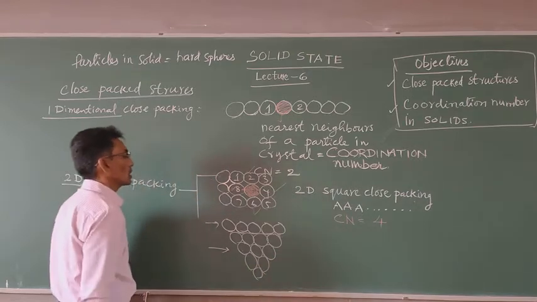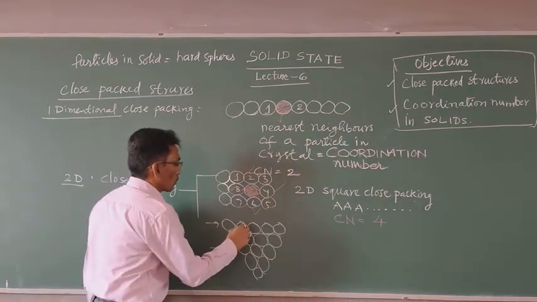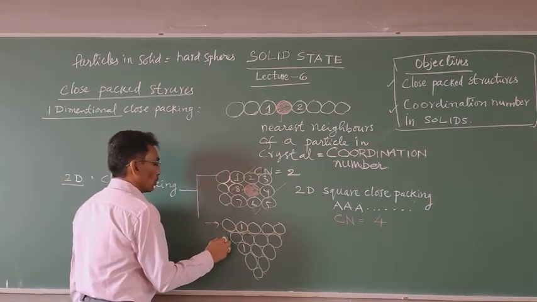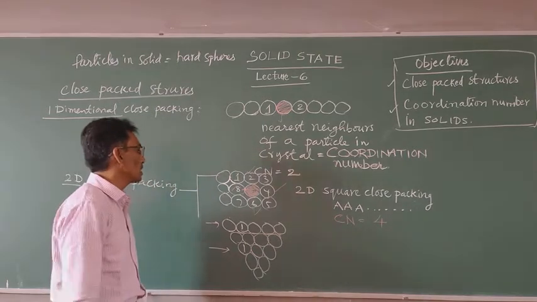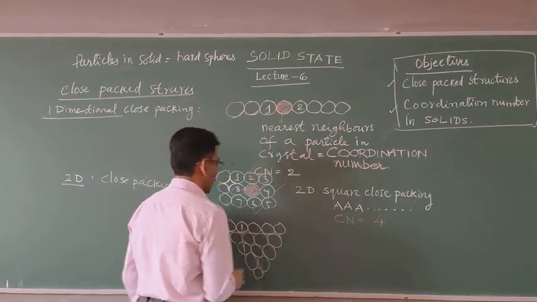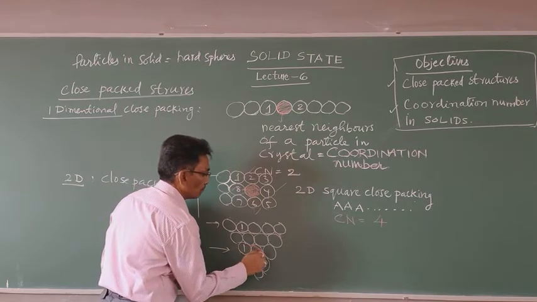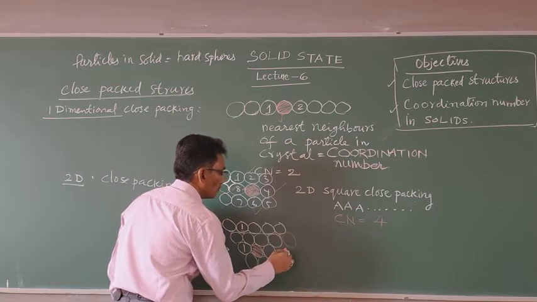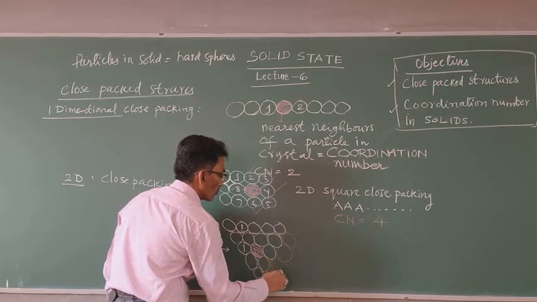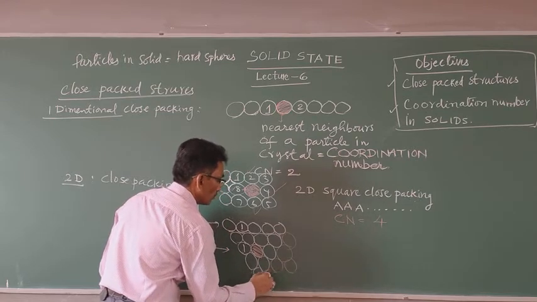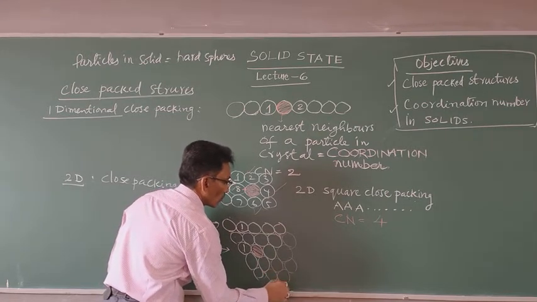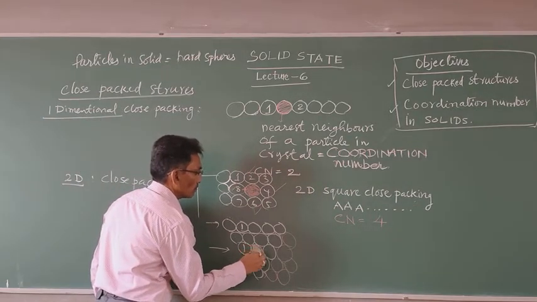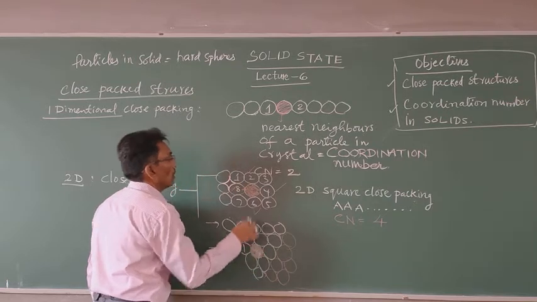First row and third row, the particle is in the same position, but the second row has a different position. This type of arrangement is known as, what is resulted around a particle? Of course, you may extend the drawing. To the selected one, this is selected.